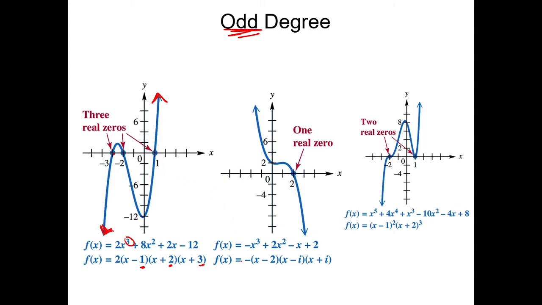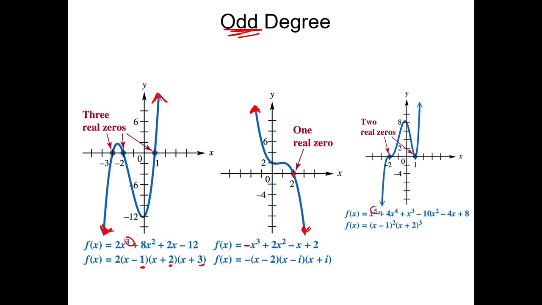Now, as soon as we put a negative in front of our odd function, it flips around. We have that the tail on the left is up and the tail on the right is down now. And if you notice the factored form for it, we only have one real zero at 2. The other zeros are imaginary, so we don't have any other real roots.